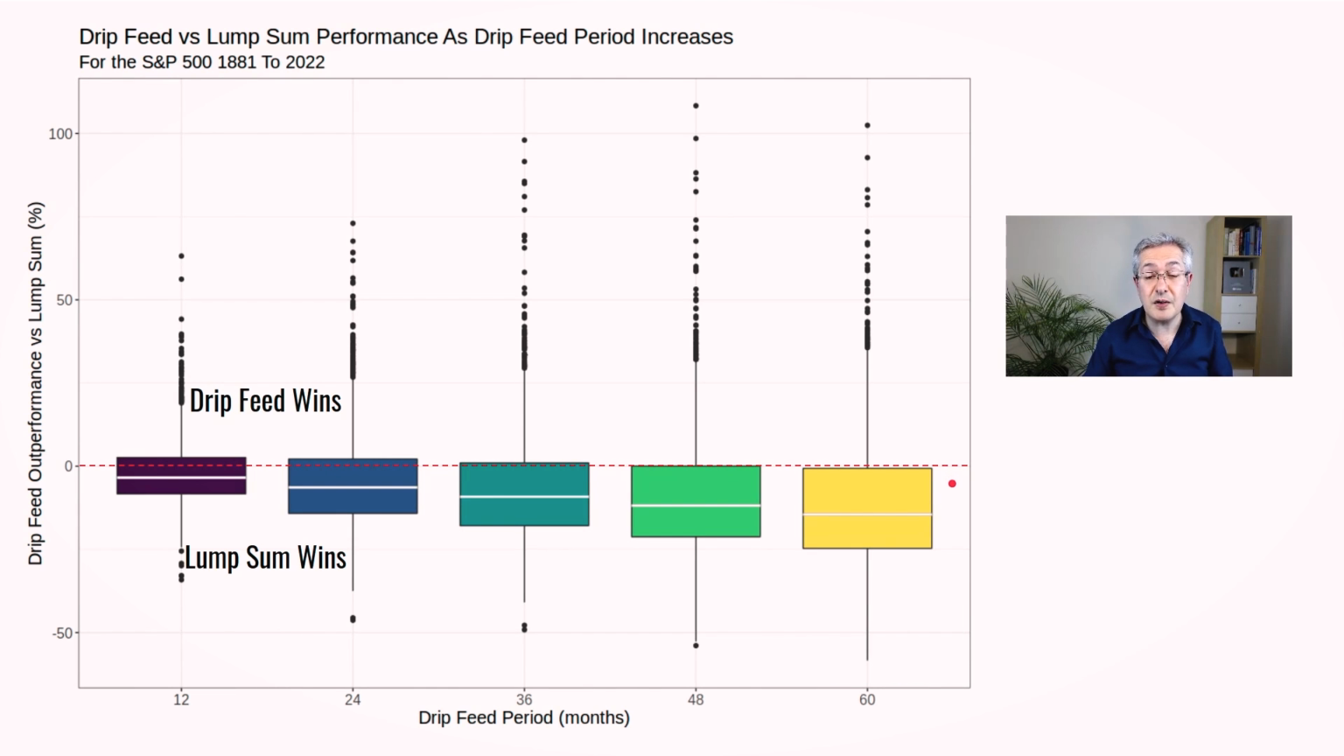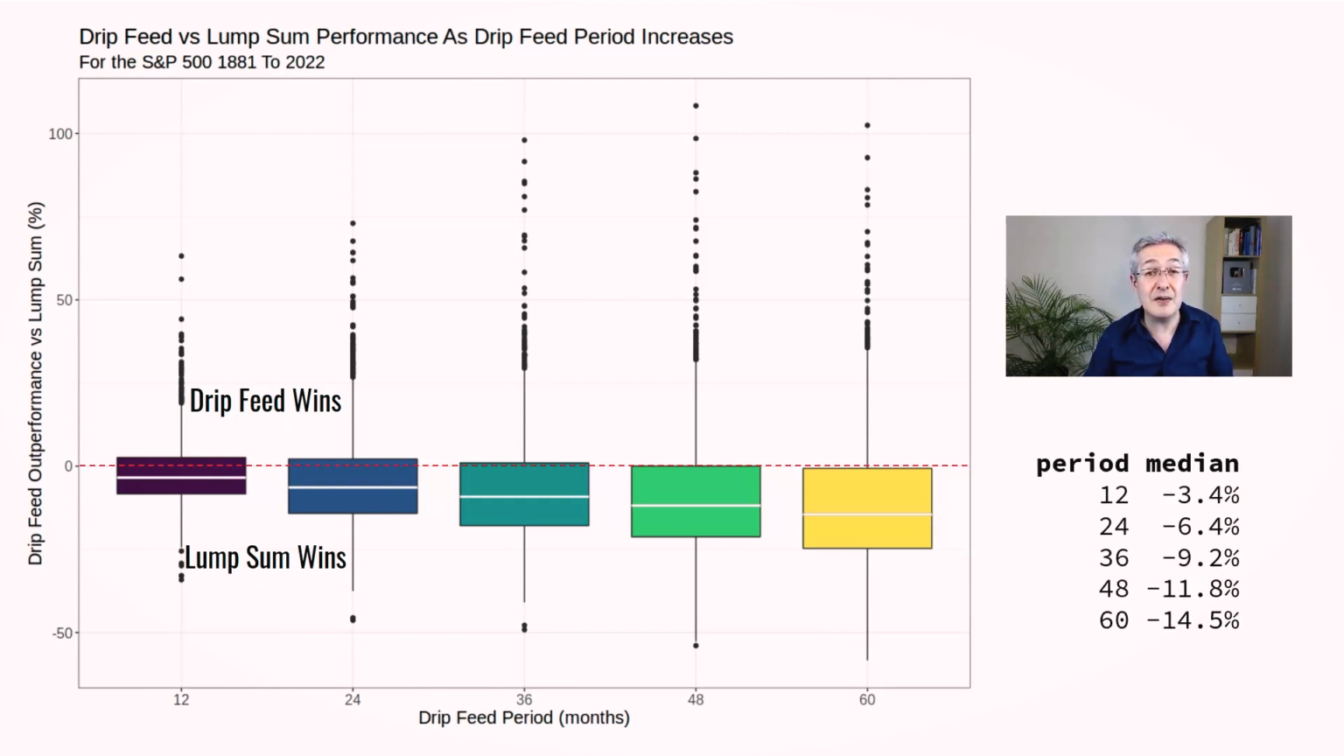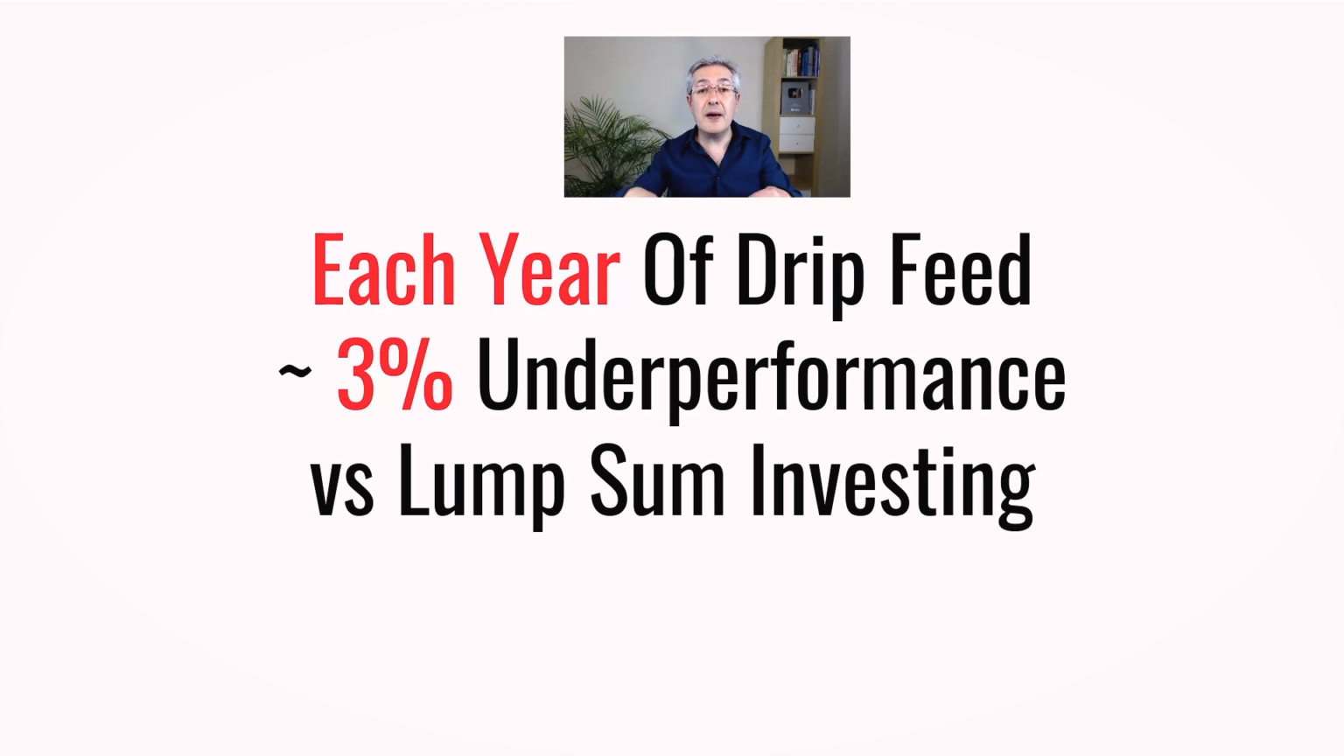So these boxes you can see on the graph represent 50% of the examples. And then the horizontal white line is the typical or median outperformance. Notice that that's always negative. In other words, lump sum investing on average beat dollar cost averaging or drip feeding. In fact, if we look at the size of the underperformance of the drip feed as we vary that drip feed period, you can see that it increases by about 3% for every year that we drip feed. So we can come up with this really nice rule of thumb, which is that the longer you drip feed, the more you lose relative to a lump sum approach.